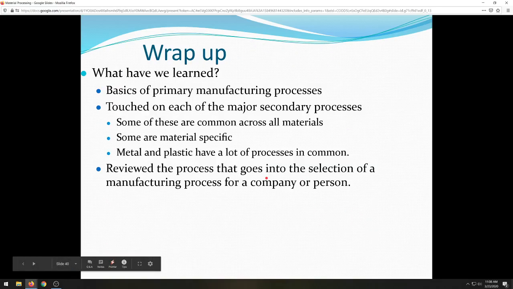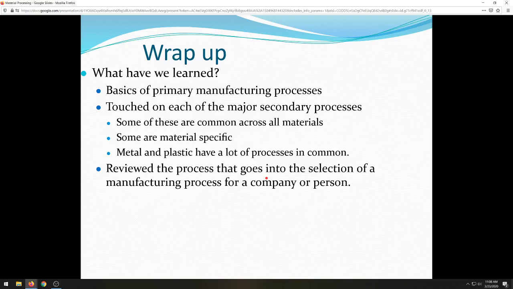All right, so wrap up. I know this has been very long, but what have we learned today? We've learned about the basics of primary manufacturing processes. Those make our standard stock that we can buy from a supplier, and then get into a manufacturing setting where we can then use secondary manufacturing processes. We've touched on each of the major secondary manufacturing processes.